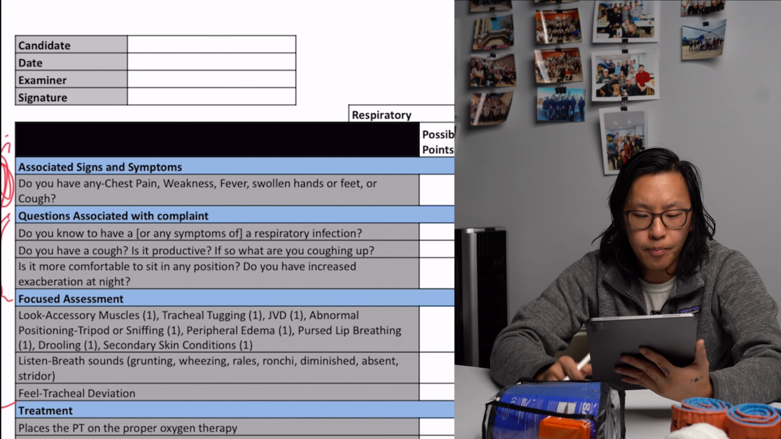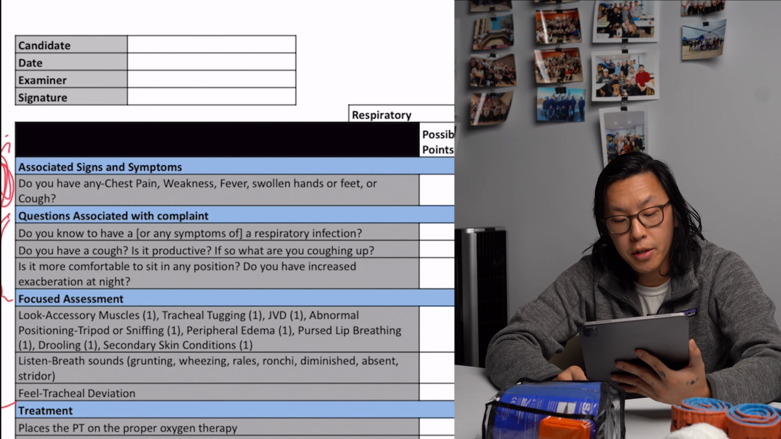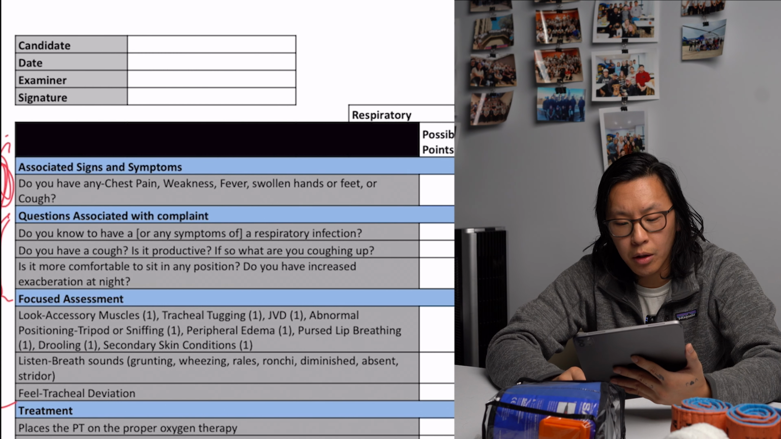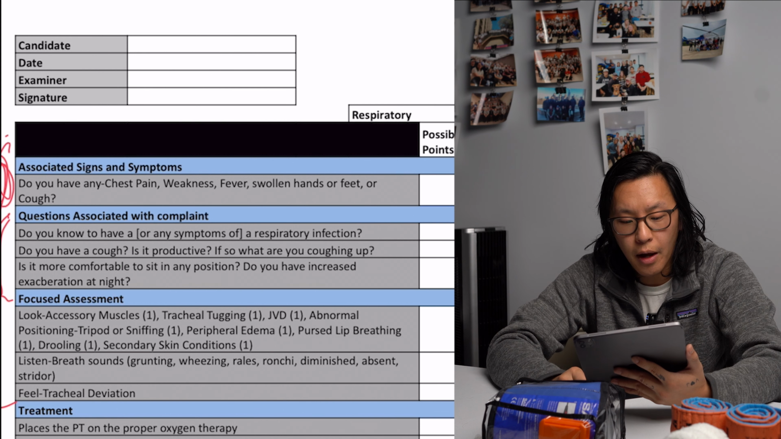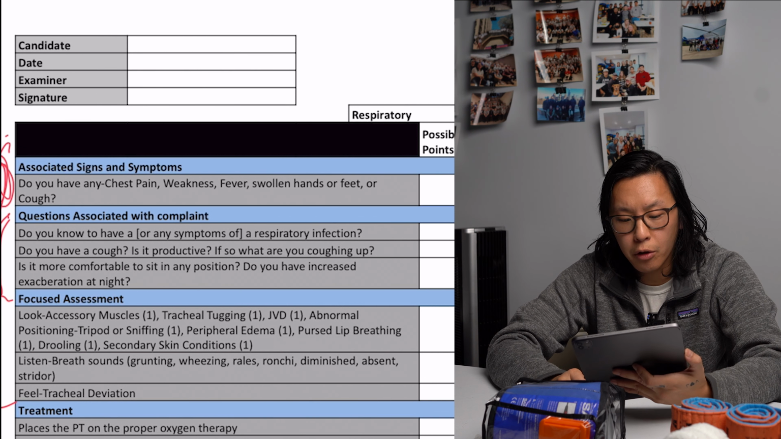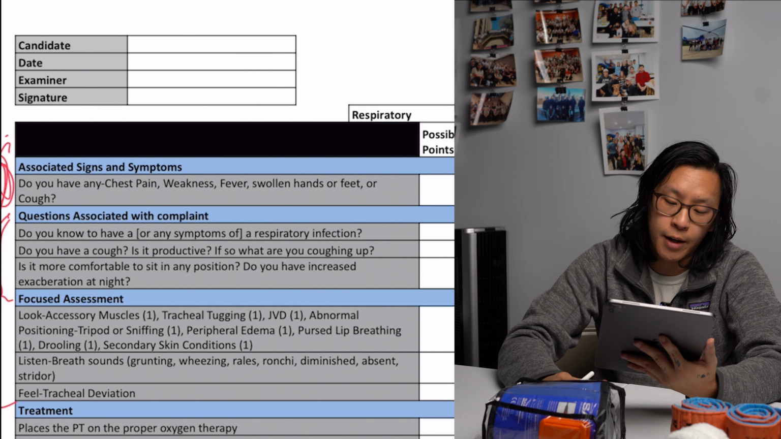So we're going to look, listen, and feel. When we look at the patient, we want to look for accessory muscle use. We want to look for tracheal tugging. We want to look for jugular vein distension, abnormal positioning like tripod position or sniffing position. We want to look for peripheral edema, so swollen hands or feet.